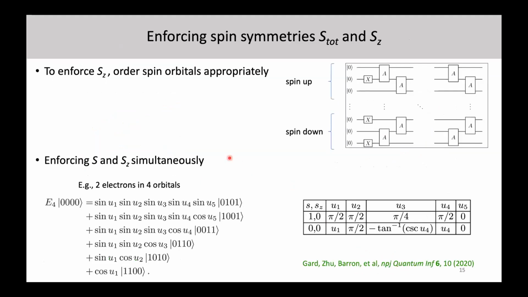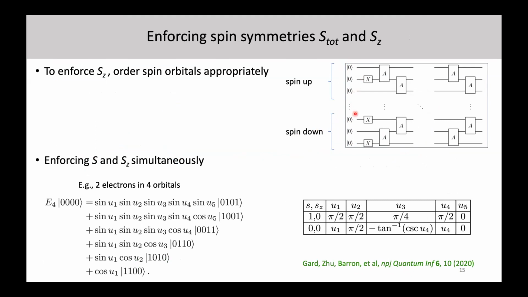So in addition to particle number, we're also typically interested in spin symmetries like total spin or the Z projection. To enforce the Z projection preservation, that's very simple to do based on the particle number conserving circuit that we've already designed. All we need to do is just order our spin orbitals so that all the spin up orbitals are in the first n over 2 qubits, and all the spin down ones are in the second n over 2 qubits.